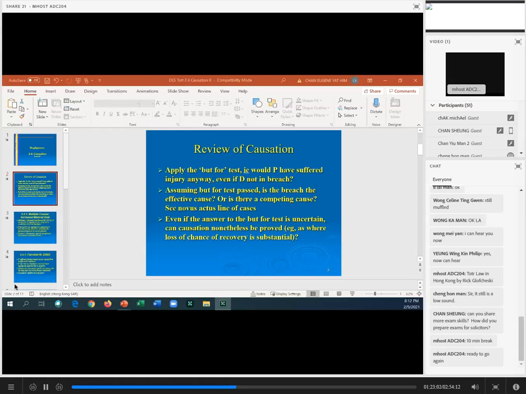Now, remoteness of damage comes from the fact that negligence is what? Negligence is where a duty of care is owed by the defendant to the plaintiff, and there's breach causing damage, which is not too remote. So I'm going to talk about remoteness of damage as well tonight. A fairly small topic, but we'll see how we go.